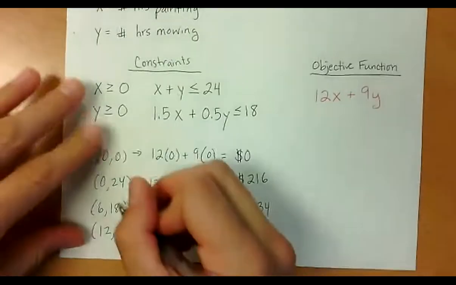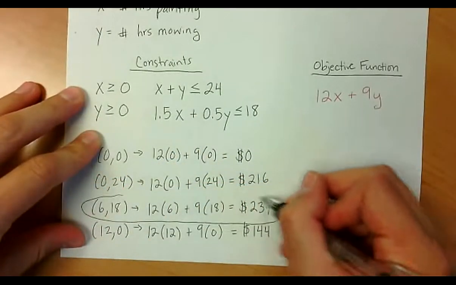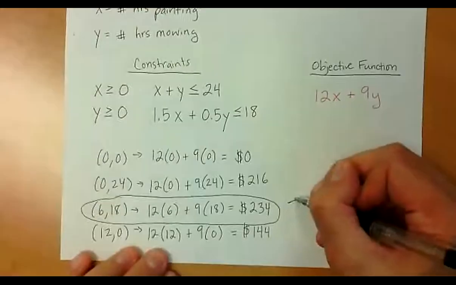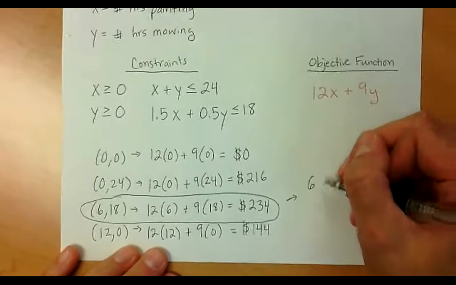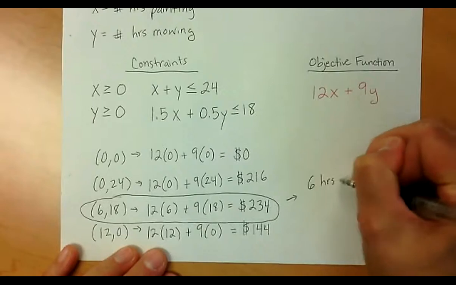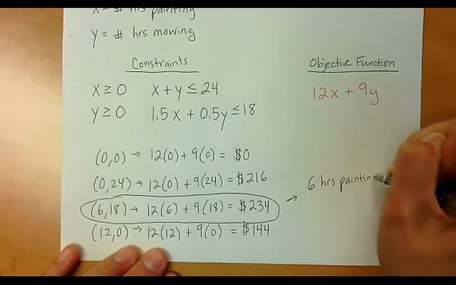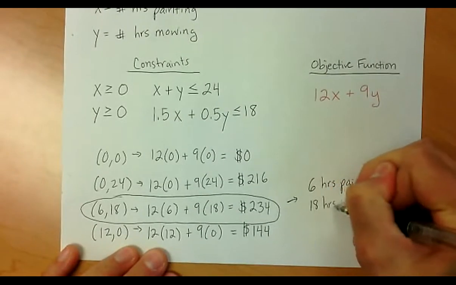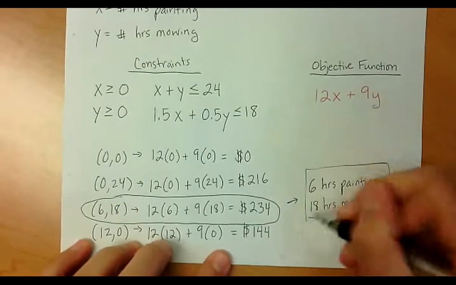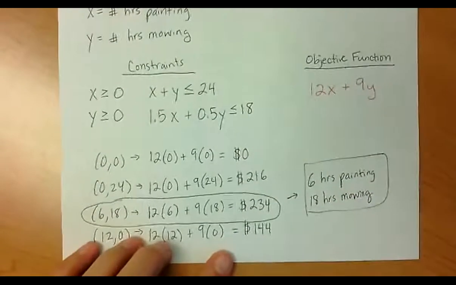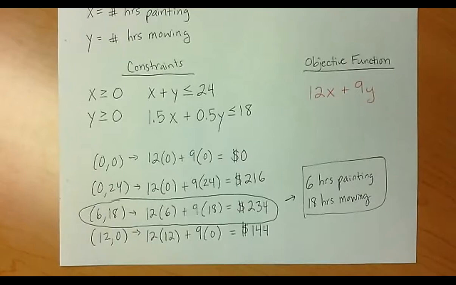So there you can see, here is the best combination of hours to maximize her profit. So Mira's looking at 6 hours of painting and 18 hours of mowing per week, and she will make $234. That's the most she can do, given the things that are holding her back from working more.